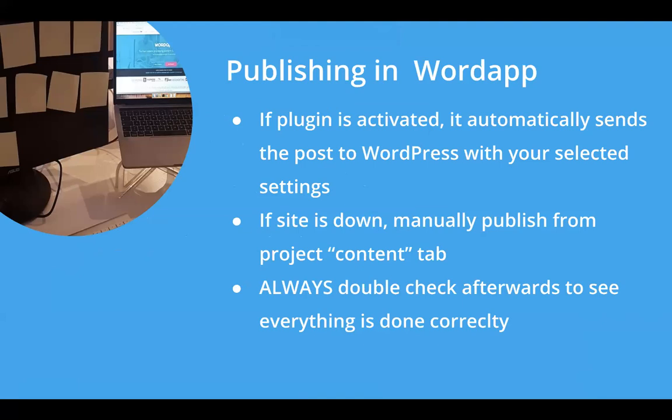If the site is down, however, or somehow we cannot reach the site, the text will simply be approved in WordApp, but not be sent to the WordPress site. In the content tab in your projects, it will show as approved. In the dropdown, you can select publish, and then it will still send it if the site is up again and the site is reachable.